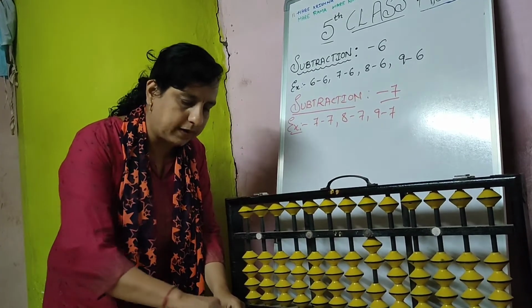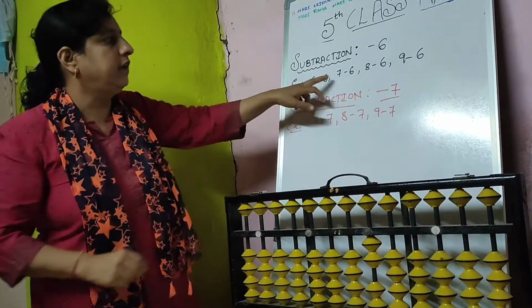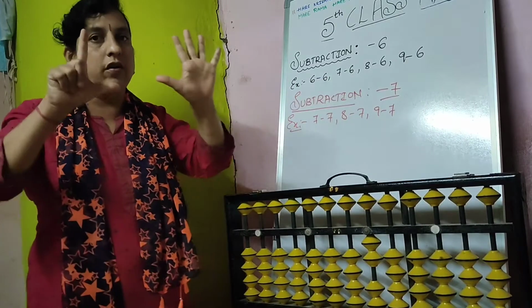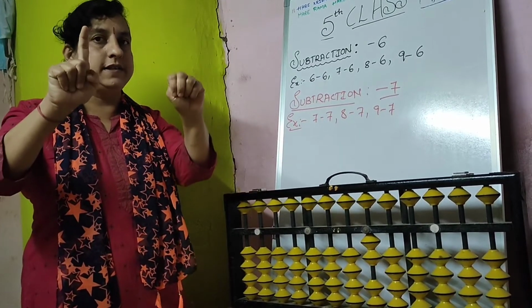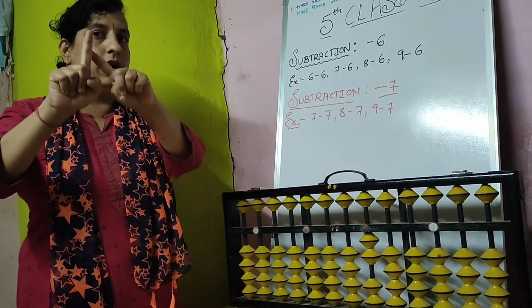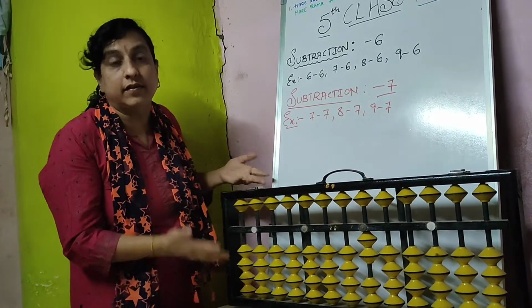First clean the abacus. Even if your small abacus is there, you have to clean it. Then the next example is 7 minus 6. I have got 7 chocolates. I will eat 6 chocolates. How many chocolates will remain? 1. So how to do it in the abacus? That I will show you.